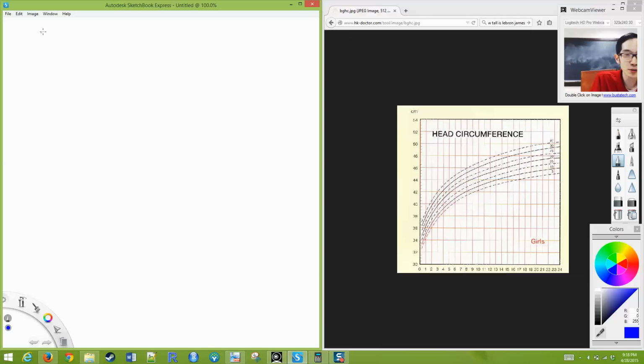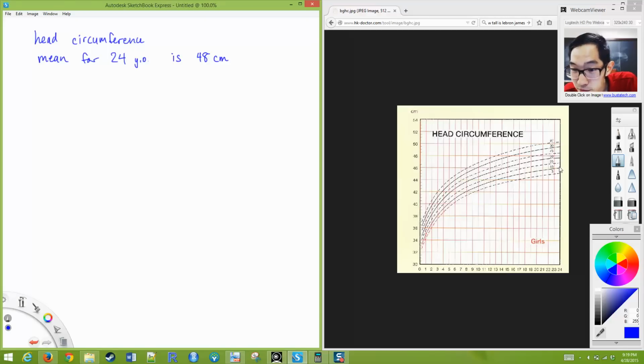Would it be important to write that for female or for girls, or does it make a difference? Apparently it's different for dudes, so we'll say 1.2 centimeters. Okay, so make sure you have these numbers. Mean head circumference for 24-year-old females is 48 centimeters. If you're 24-year-olds, you're a woman, right?